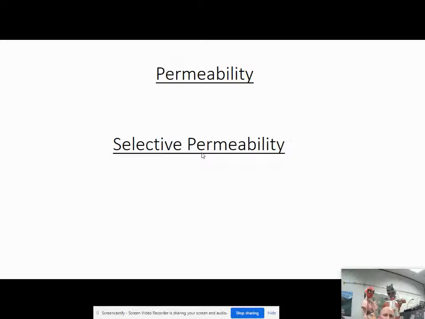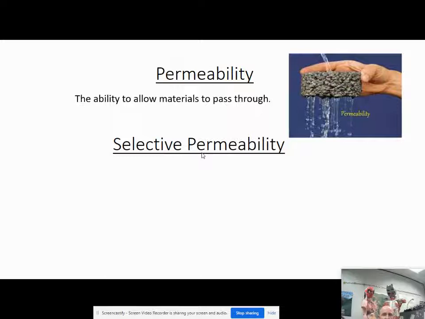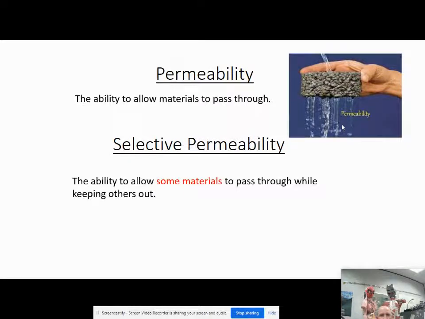Okay, two big vocabulary words: permeability and selective permeability. Permeability is the ability to allow materials to pass through. So if something's very permeable, almost everything gets through it. If it's impermeable, like a really good mask, only a little bit gets through. So we would say that this is permeable to water, but it's semi-permeable. It doesn't allow everything in. Selective permeability is kind of like semi-permeability. It allows some molecules to pass through while keeping others out. Okay, so those are two vocab words. We're now going to use those vocab words.